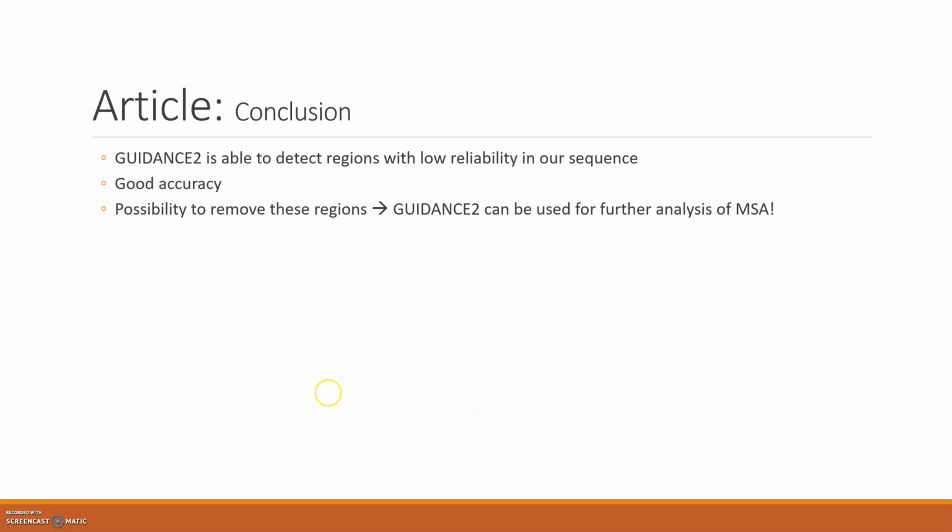So the conclusion that we can make is that Guidance 2 is a tool that is able to detect regions with low reliability in our sequence. It has a good accuracy, and it can be used to remove these regions from our alignments so that we can use these multiple sequence alignments for further analysis.